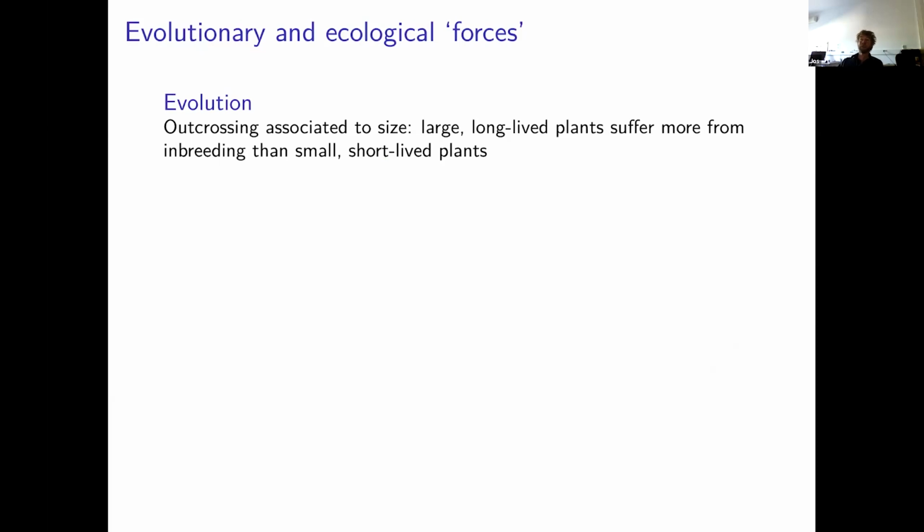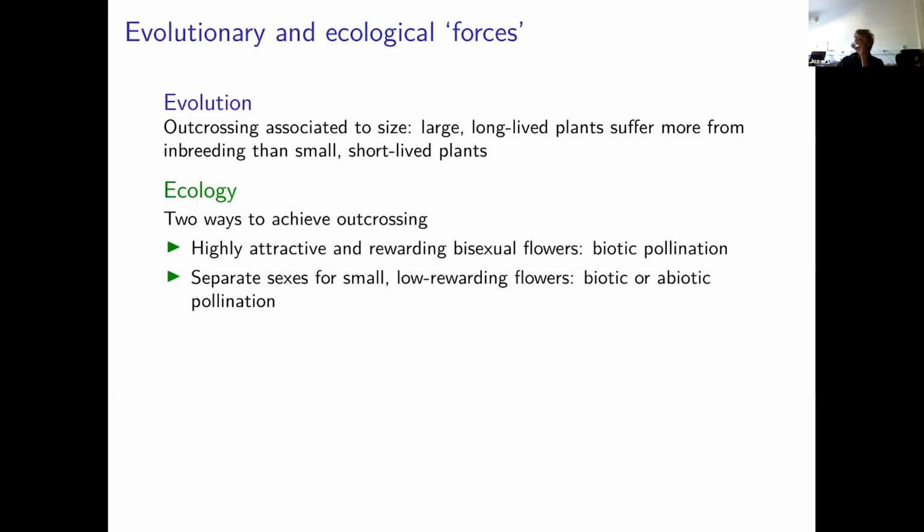Of course, this is a classical result in evolution that outcrossing is associated with size. We have these large, long-lived plants that suffer more from inbreeding than small, short-lived plants, so they should really outcross, while the small ones can also self. And then this is where the ecology kicks in, because there are two very different ways to achieve outcrossing. Either you develop highly attractive and rewarding bisexual flowers and rely on insects or other animals that transfer the pollen and lead to outcrossing, or you have smaller flowers that are low rewarding, and then you could evolve separate sexes. And it doesn't really matter if it's biotic or abiotic pollination. It's really the flower itself that determines if you go this route.